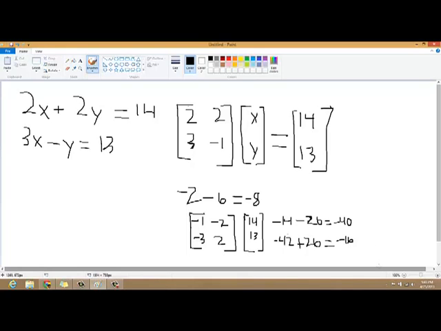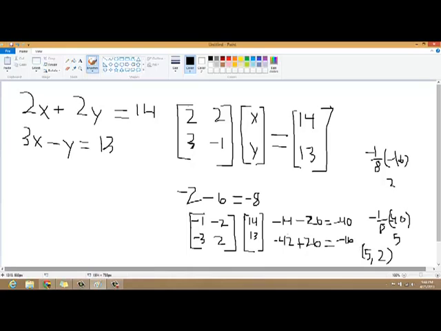So now what we have to do is negative 1/8 of both of these. So negative 1/8 times negative 40, that would be 5, because the two negatives cancel out. And then negative 1/8 times negative 16, which would be a 2. So your answer would be 5, 2.